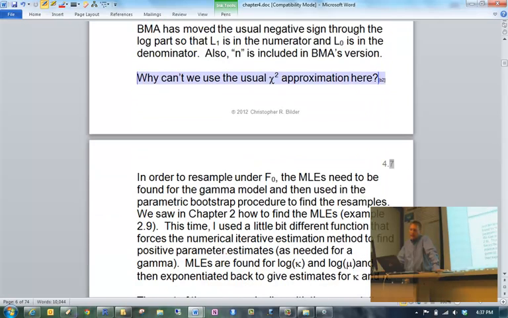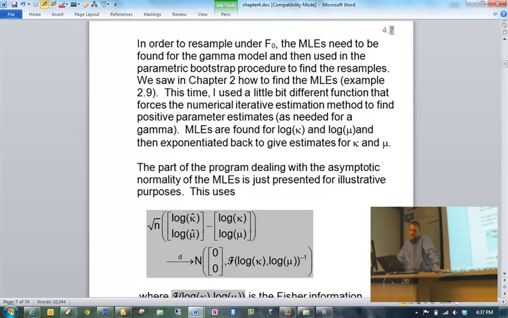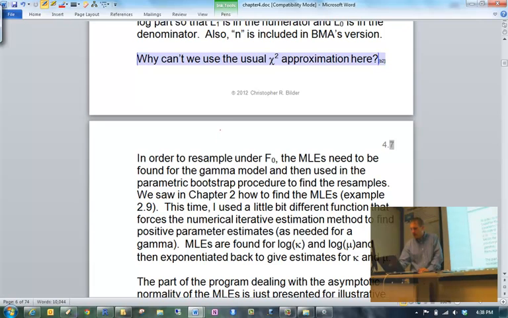So that's one of the reasons why I wanted to do this, because it was different. Okay. So to do this hypothesis test now, I need to resample under the null hypothesis. Again, the null hypothesis is a gamma. So to resample under the null hypothesis, in other words, to find f hat 0, I need this to be a gamma kappa hat, mu hat, right?